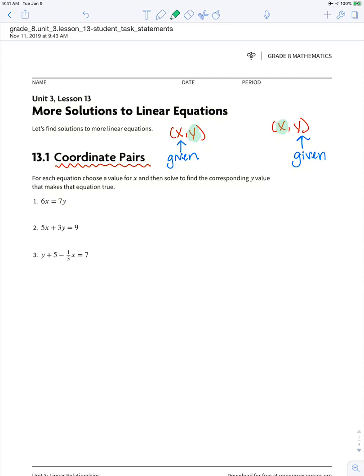We would call these ordered pairs. I would call them solutions to linear equations. Again, if I'm given one of the values to start from, I can find the other value. So we start off with this idea of creating our own values for the equations that are listed. It says for each equation, choose a value for X and then solve it to find the corresponding Y value. So this is pretty open-ended.